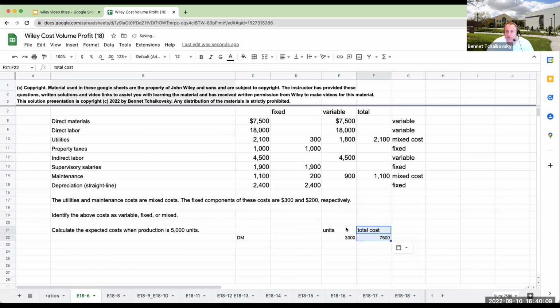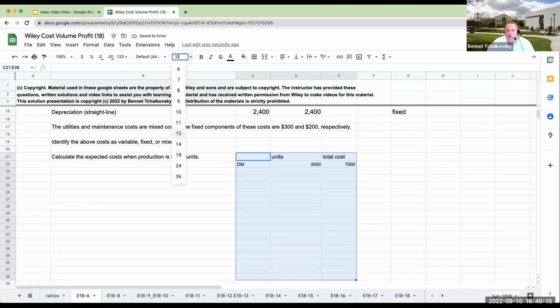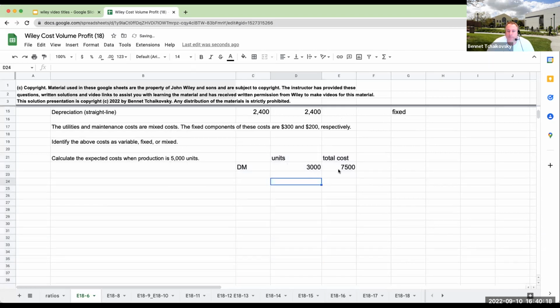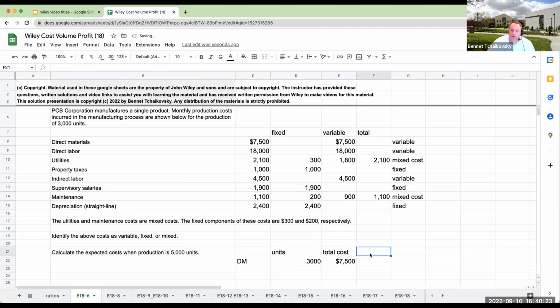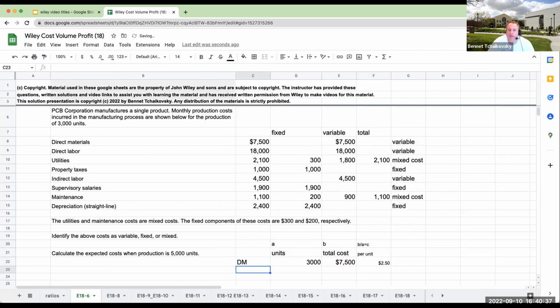And I'll just go ahead and switch this around. Okay, so right over here, if my total cost is 7,500, that means the per unit is going to be 7,500 divided by 3,000, or $2.50. For direct labor, the cost was 18,000 if I'm producing 3,000 units, right? Because this is at 3,000. My per unit is going to be $6 per unit.